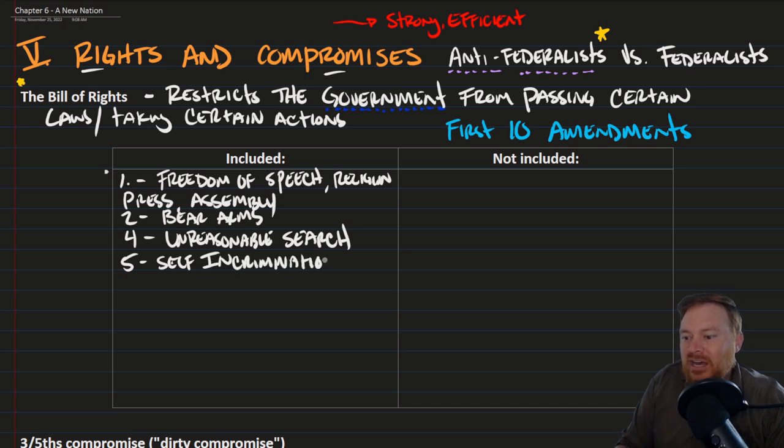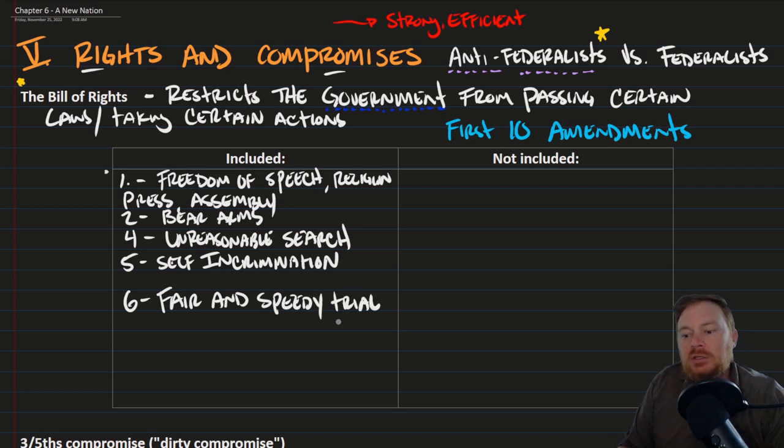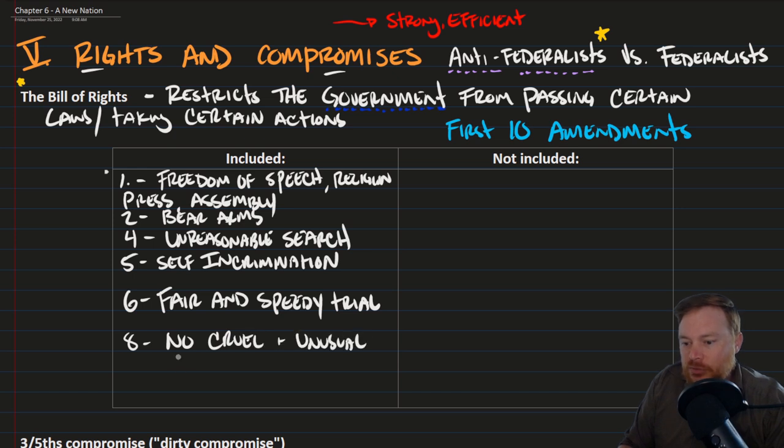You may have heard the saying, I plead the fifth. Essentially, if you are convicted of a crime, you don't have to say anything. You don't have to incriminate yourself. You're innocent until proven guilty. Sixth, fair and speedy trial. So if you do get arrested and charged with something, you do get a trial. That was important coming from the Revolutionary period, where a lot of the colonists felt they weren't given a fair trial. And eighth, no cruel and unusual punishment.